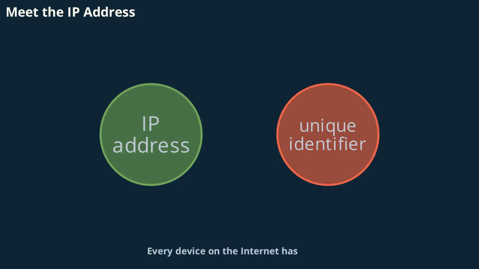Every device on the internet has a unique address called an IP address. It's just like your home address. Without it, nobody knows where to send your data. An IP address looks like a set of numbers, for example, 192.168.1.1. This number identifies your device on the network, making sure your messages, videos, and emails reach the right place. Without IP addresses, the internet would be total chaos.